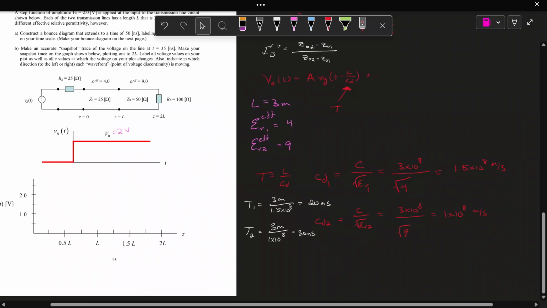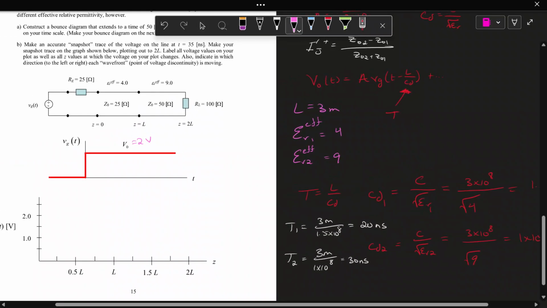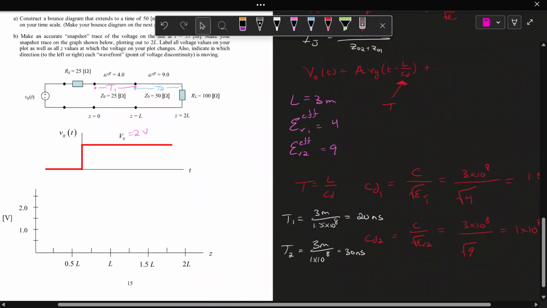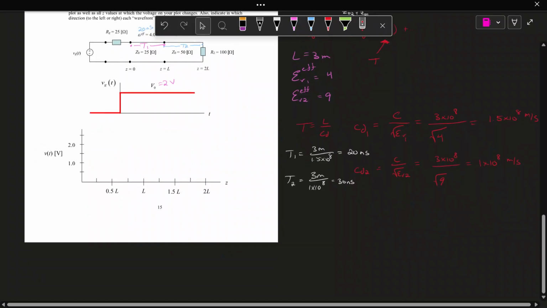We need to label this T2 and T1, because right away we know T1 is the time it takes from the source to the junction. But what is T2? Is T2 the time it takes from the source to the load? No, that wouldn't make any sense because that would mean we're mixing our relative permittivities. We want T2 to be the time it takes from the junction to the load. So we have 20 nanoseconds to go from the source to the junction, and 30 nanoseconds to go from the junction to the load. That's good to know. That'll help us with our bounce diagram a lot, and you'll see how.